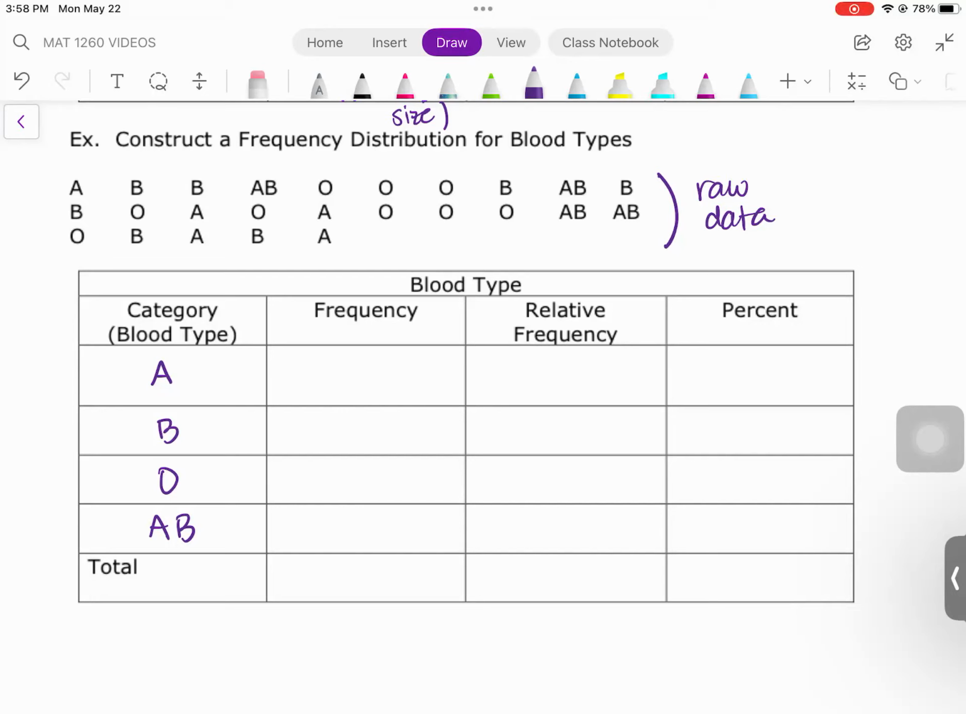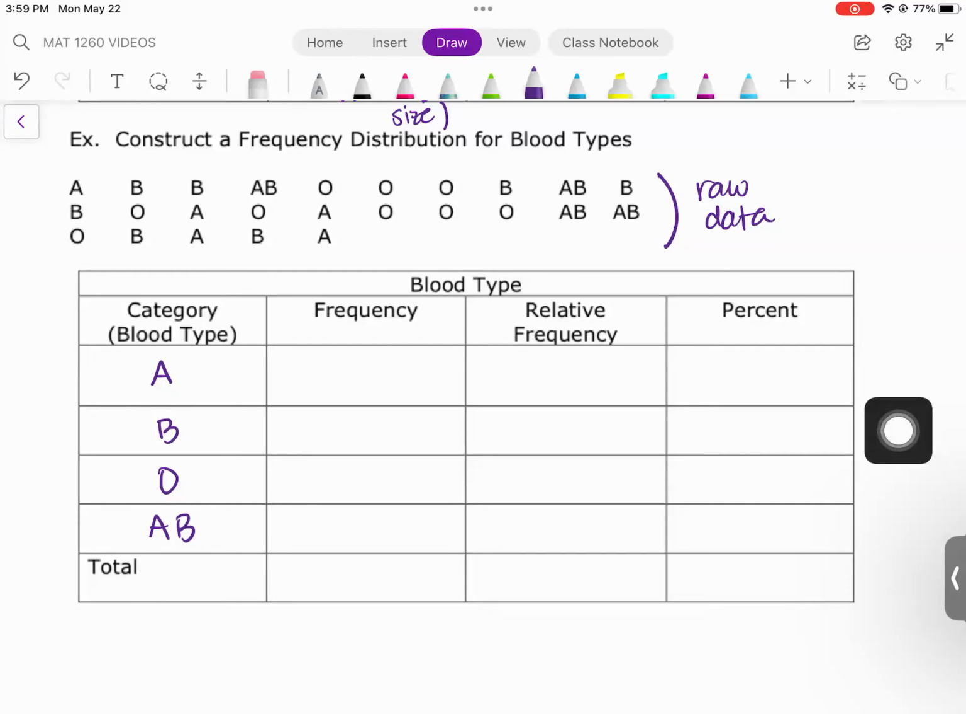Now, for the frequencies here, we're going to have to do some brute force. We're going to have to just go through and count this data. Now, we're going to learn some other techniques on how to organize data and make this a little bit quicker. But for now, we're going to go to those really rudimentary techniques of just counting tallies.